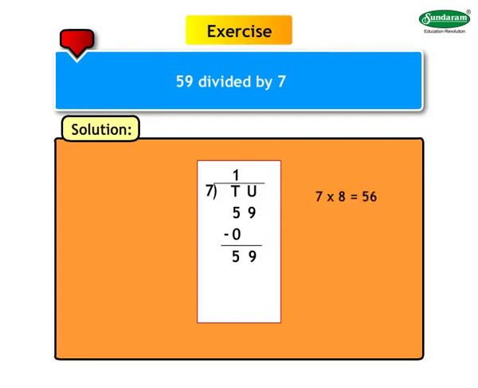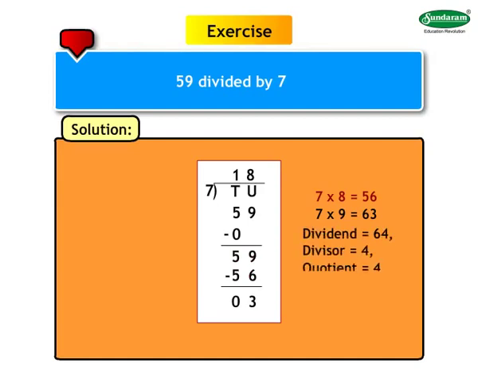As we know that 7 eights are 56 and 7 nines are 63. 63 is bigger than 59. So, we will write 8 in the units place of the quotient and 56 below 59. After subtracting 56 from 59, we get our remainder as 3. Hence, the quotient is 8 and the remainder is 3. Thus, the dividend is 59, divisor is 7, quotient is 8 and the remainder is 3.